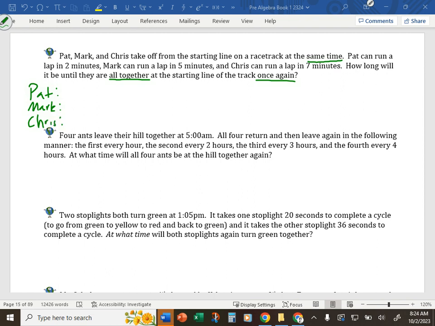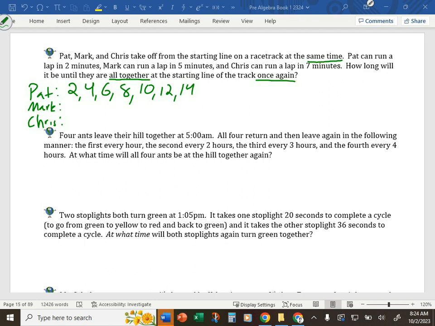Because if we've got Pat, Mark, and Chris running this race track here, it says that Pat can run a lap in 2 minutes. So if they all start at exactly the same time, Pat will get back to the starting line after 2 minutes, after 4 minutes, after 6 minutes, 8 minutes, 10, 12, 14, etc. Every 2 minutes, there's Pat again, back at the line.